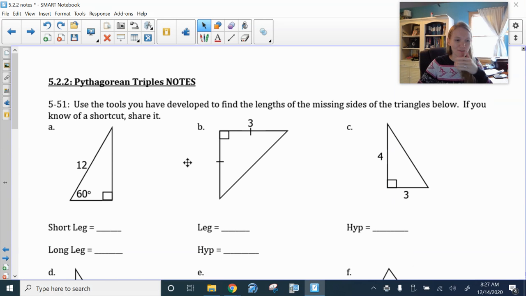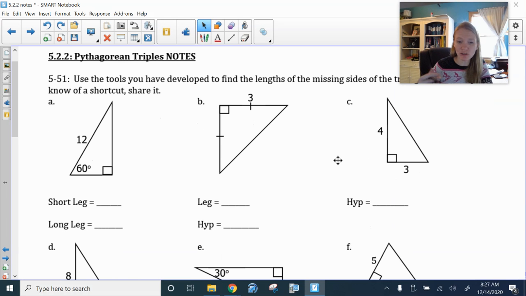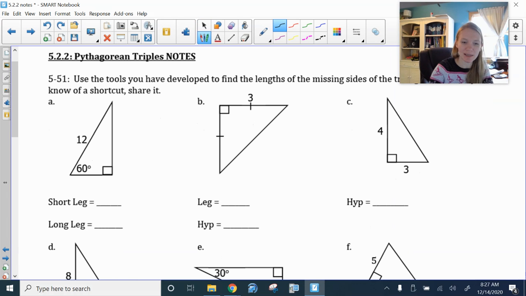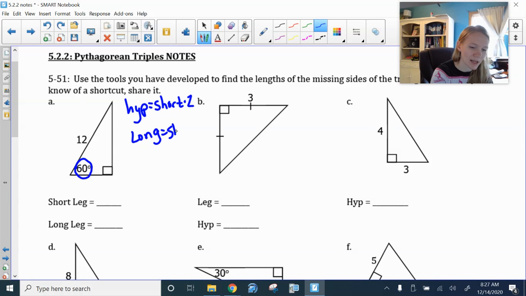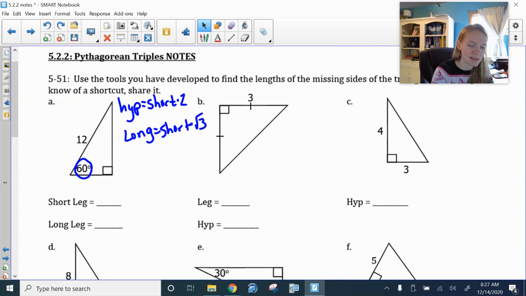Yay! So 522, we have the first one here. It says, use the tools you have developed to be able to find the lengths of missing sides. So on our first triangle, we can see this is a very clear piece of information: they gave us a 60-degree angle. So this goes with our 30, 60, 90 triangle, which we said has two little rules. Our hypotenuse equals the short leg times 2, and the longer leg equals the short leg times the square root of 3. So those are our two basic rules for the 30, 60, 90 triangle.